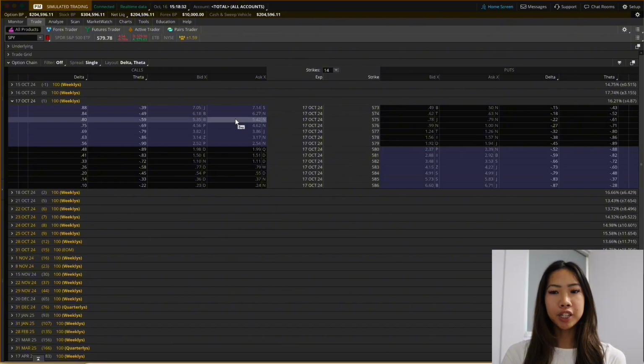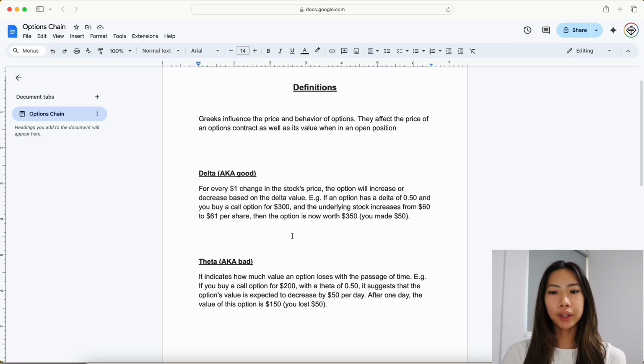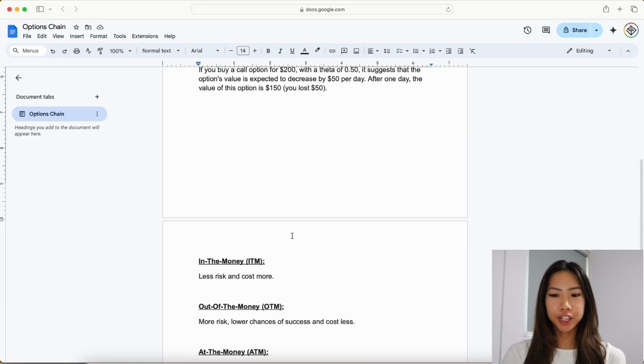So from here, let me just go through a quick understanding of in the money, at the money, out of the money. These are terms that you may hear very commonly in trading. So we'll go through the definitions and then we'll go back to which strike I choose. I typically choose the same strike price every single time I trade. Now that we're here, let's scroll down and look at the definitions.